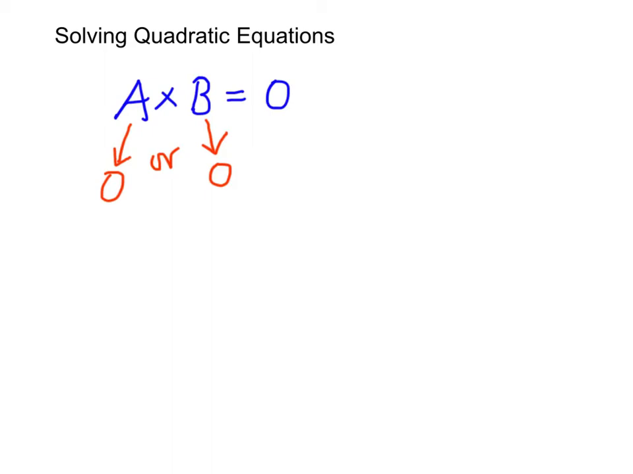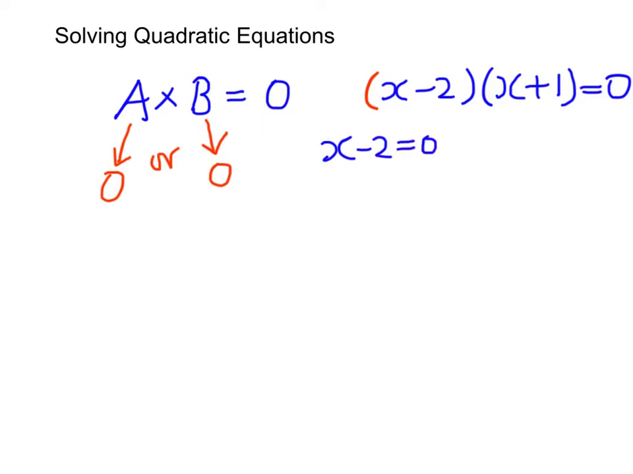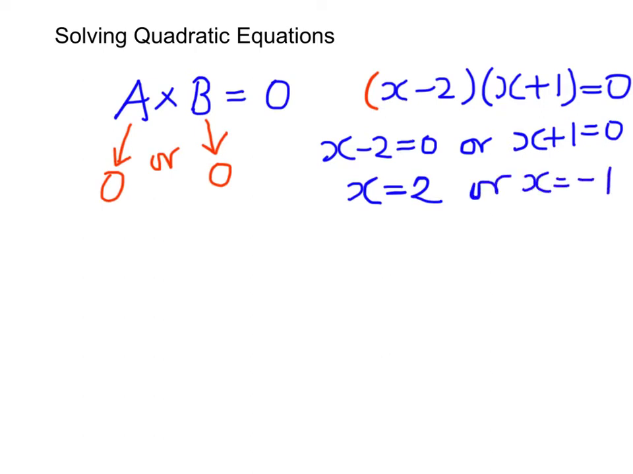And therefore, if we have an equation like this one, x minus 2 times x plus 1 equals 0, then either the first factor, x minus 2, is 0, or the second factor, x plus 1, equals 0. And therefore we can write x minus 2 equals 0, or x plus 1 equals 0. And therefore we will have two answers, x equals 2, or x equals minus 1.